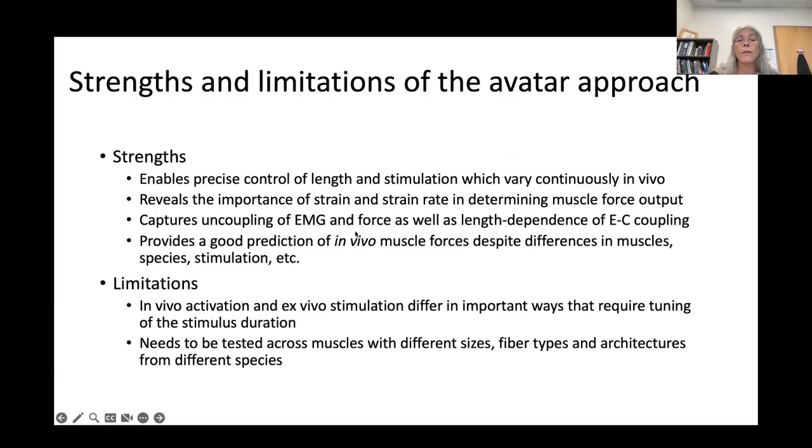And we get a surprisingly good prediction despite all the differences in muscle species and stimulation between the in vivo and the ex vivo case. But of course, there are limitations, and two main ones, but by no means an exhaustive list, are that the in vivo activation and ex vivo stimulation differ in important ways, and we need to understand better what the consequences are for modeling the in vivo muscle forces. And also we need to validate or evaluate the avatar technique using muscles of different sizes, fiber types, and architectures from different species. So I'm going to stop there, and I'd be happy to answer any questions.